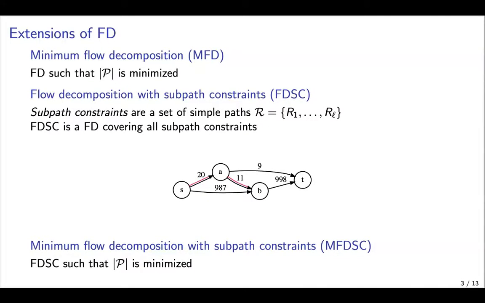So since MFD is just a special case of MFDSC, where we have no subpath constraints, MFDSC is certainly also strongly NP-complete. But while it's easy to see that FD can be solved in polynomial time, so just giving a decomposition of a flow network, not worrying about it being minimum, it's a bit tricky to decide even whether an FDSC instance is feasible, and we'll get more into that later in the talk.